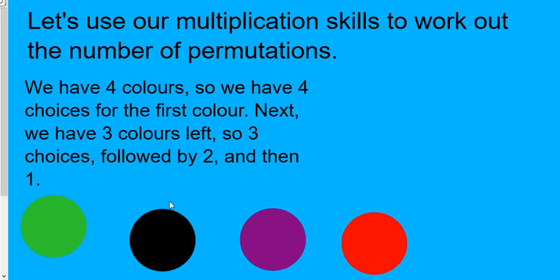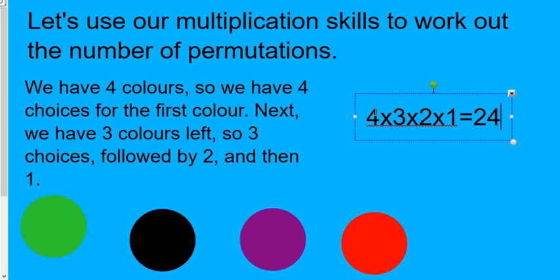So we can work this out by using our multiplication, as I said before. At the beginning we had 4 choices. So we start off with 4. For the second lot we had 3 choices, and then we had 2 choices, and then finally we had 1 choice. Now if we work out this multiplication problem, we work out the number of possible solutions. So 4 times 3 times 2 times 1 gives us 24. So that means if you have 4 different colours, you can arrange them in 24 different ways. Now let's check that with one we already know.